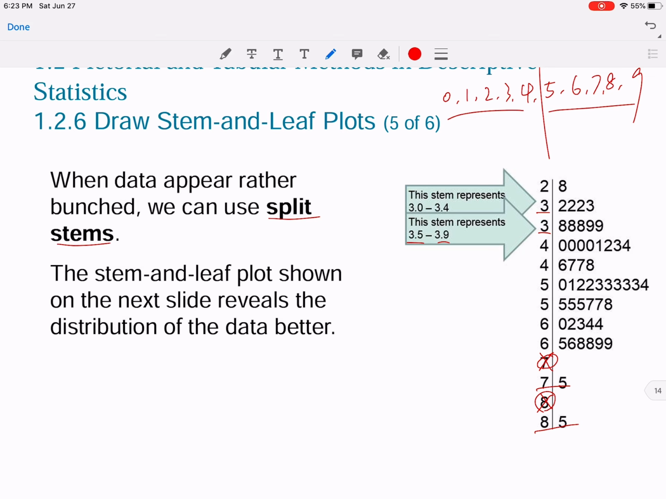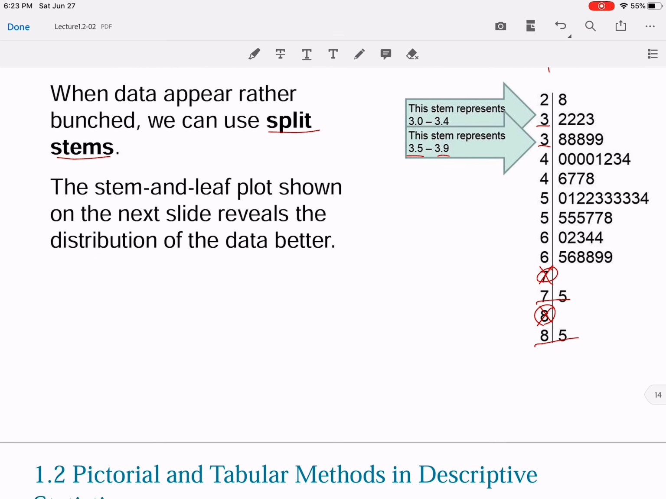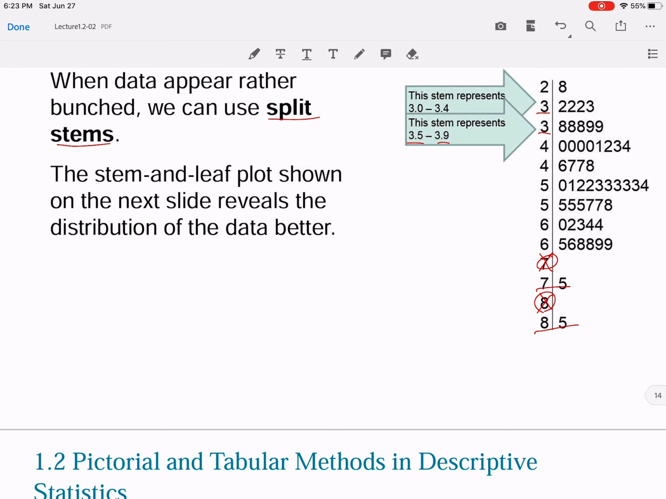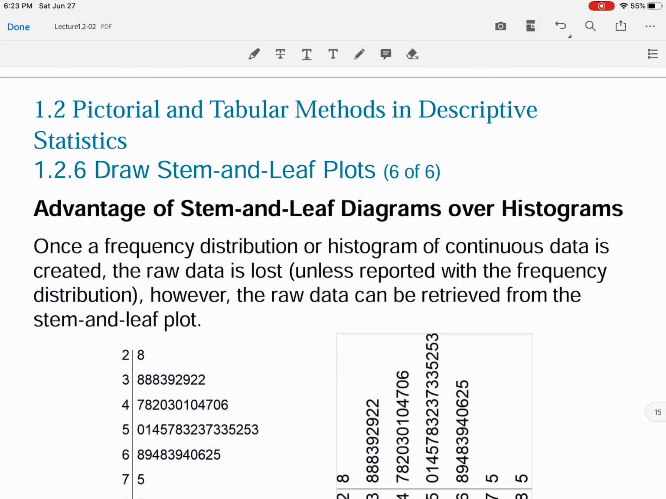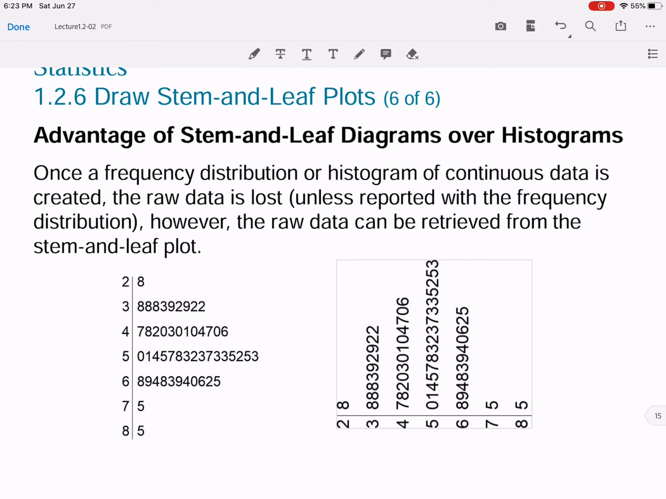So once we know how to draw a stem and leaf plot, let's take a look at why. Why do we use a stem and leaf plot? What's the advantage of the stem and leaf plot? Once a frequency distribution or histogram of continuous data is created, the raw data is lost. Usually it's reported with a frequency distribution. However, the raw data can be retrieved from the stem and leaf plot.